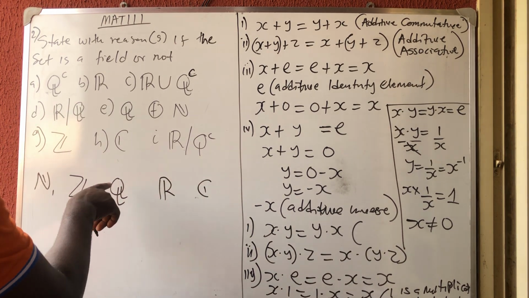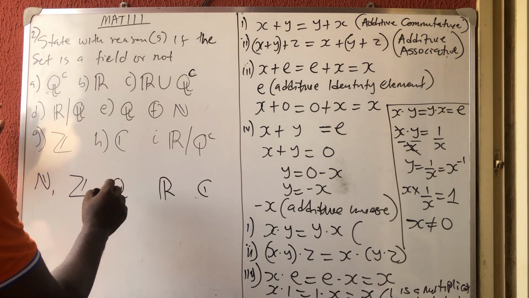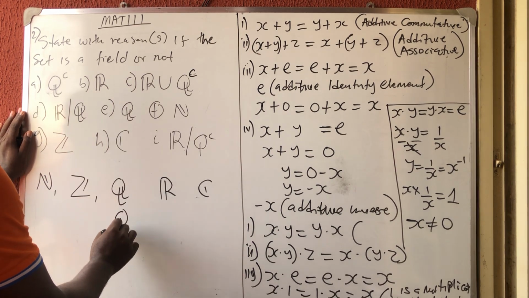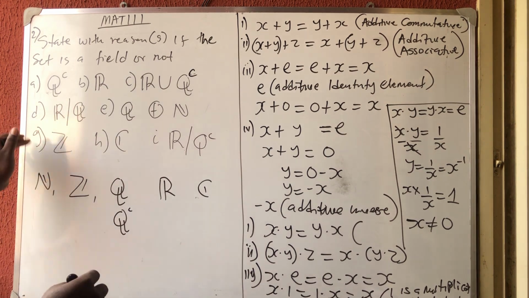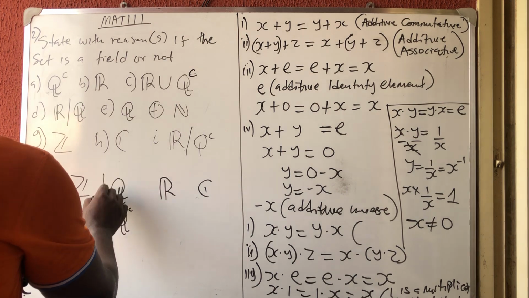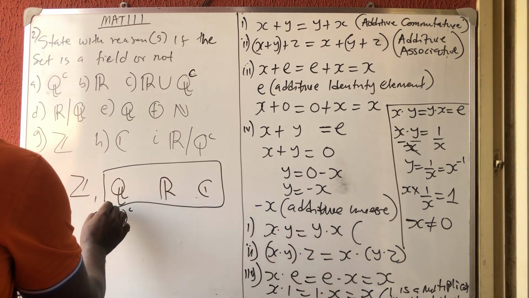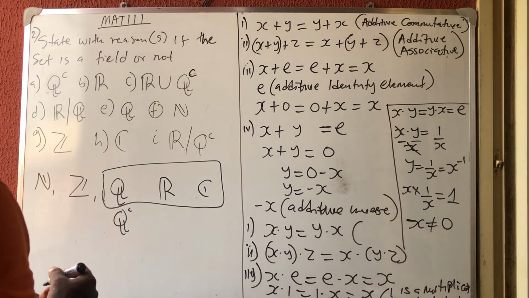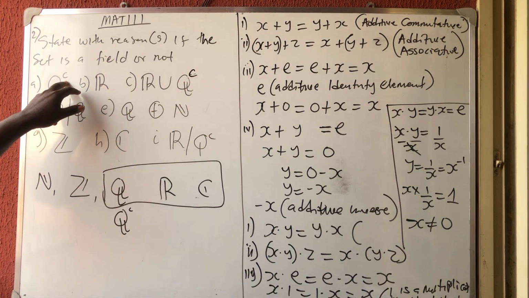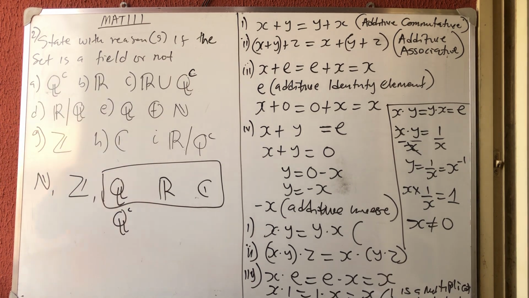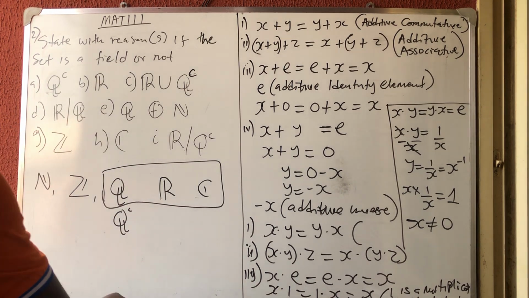There are 5. But there's an opposite of this, which we don't include here, but we need to know it. The opposite is called Q prime, which is the irrational numbers. Now, out of all of them, only these 3 are fields, because only these 3 pass through all these properties. So if you look at this, C prime or C complement is an irrational number. Irrational numbers are not fields.